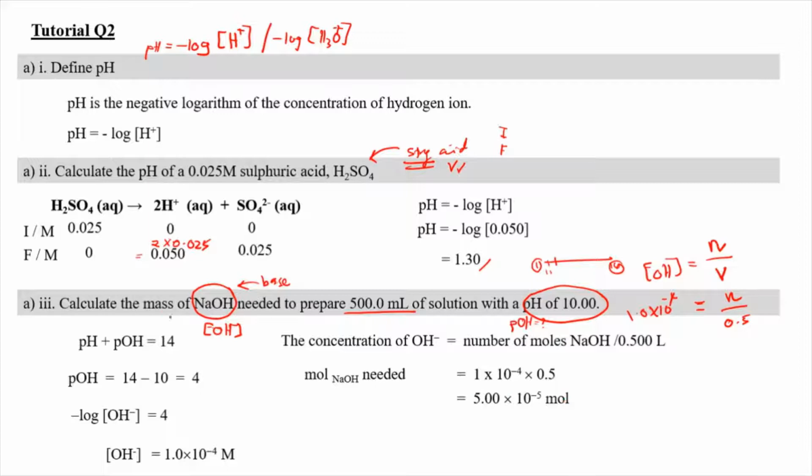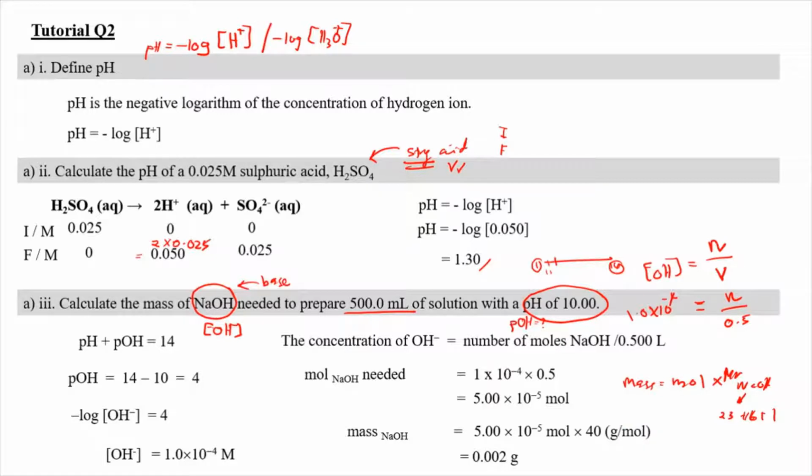And from here, we can calculate the mass, because we know that mass is equal to mole multiplied by the molar mass of the NaOH. So we're going to multiply it with 40, because the molar mass of the Na is going to be 23, O going to be 16, hydrogen going to be plus 1. So 5 times 10 to the power of negative 5 multiplied by 40, we're going to get the mass to be 0.002 gram. And this is how we answer tutorial question 2.